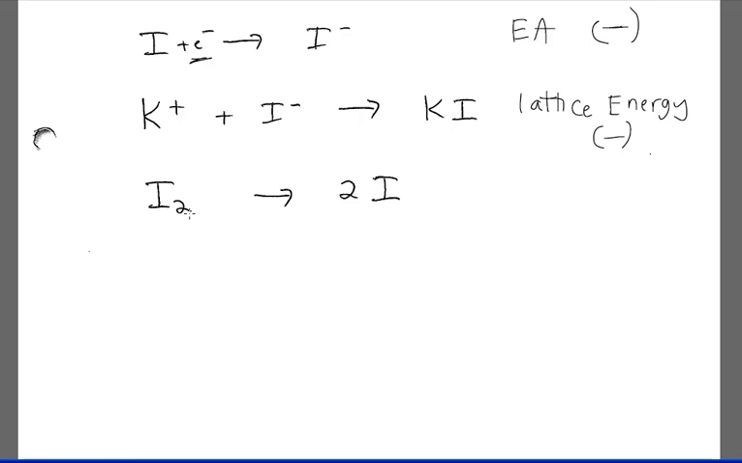And finally, taking iodine and turning it into two separate iodine atoms, turning it into I and I, is breaking a bond. That is known as the bond energy. And that will always be positive.